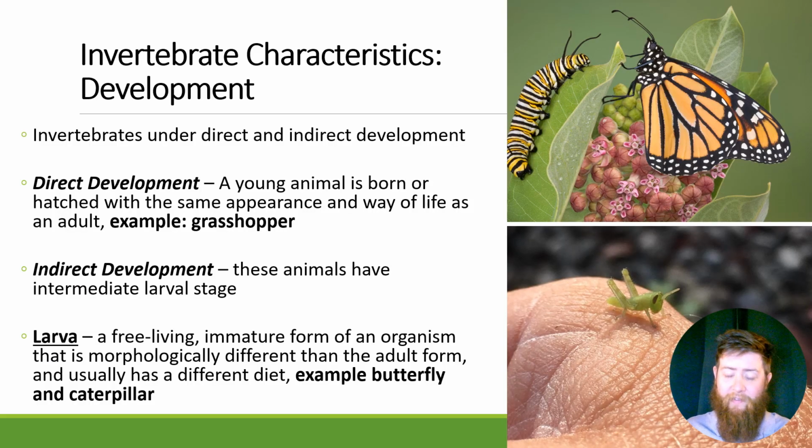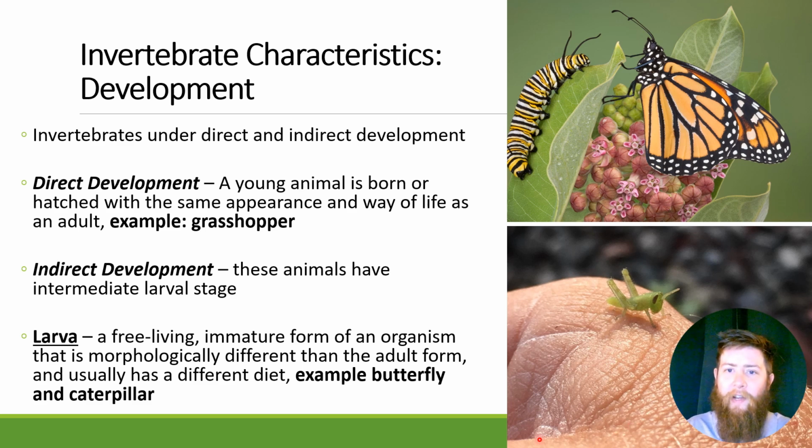The next thing we're going to talk about is invertebrate development. Remember that development is different than reproduction. Development is how an organism grows and changes over time. There are two strategies that invertebrates use: direct development and indirect development. Direct development is when a young animal is born or hatched and it has the same appearance and way of life as an adult. So they eat the same things and they look the same. Things like grasshoppers here, this little guy looks like an adult grasshopper even though he's just itty bitty.